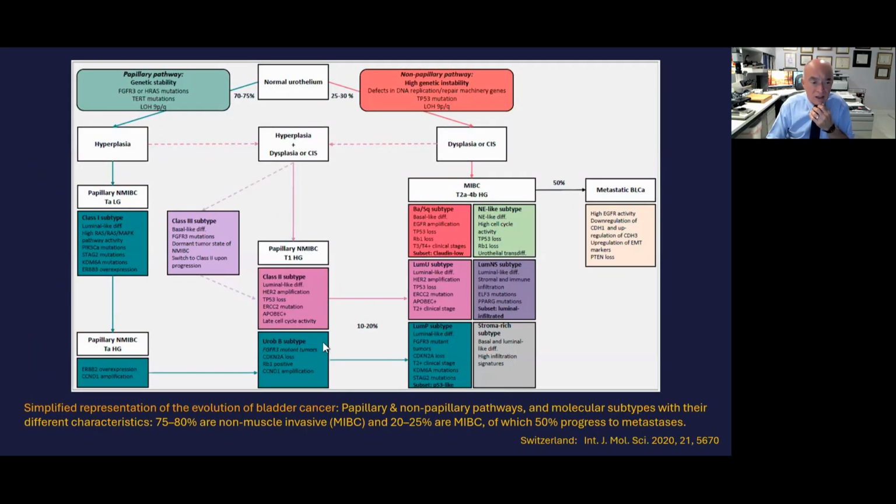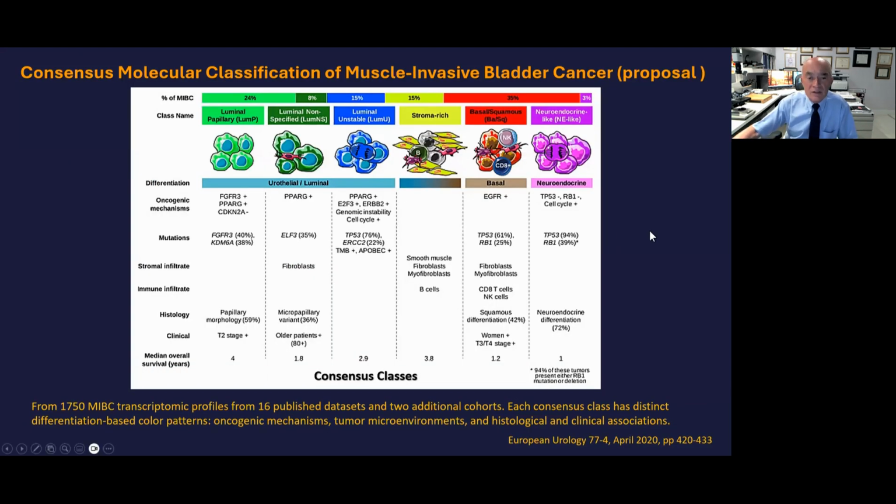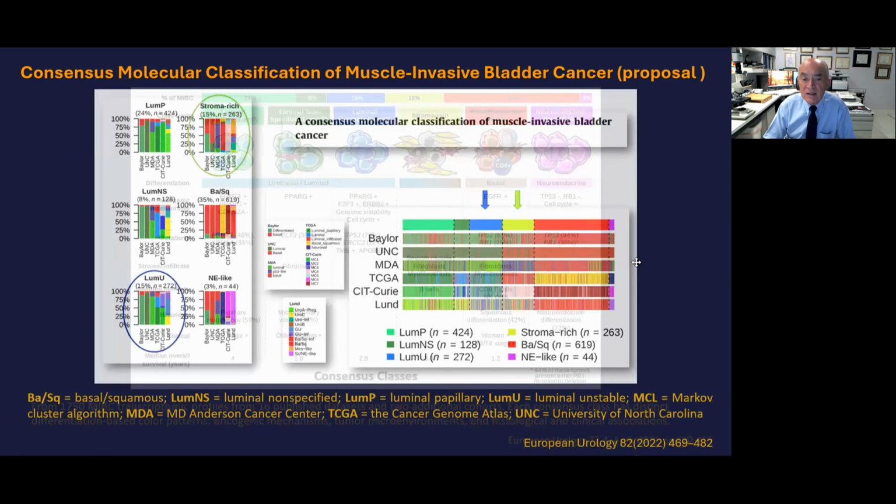And this is just one of the simplified representations of the evolution of bladder cancer from the papillary and non-papillary pathways all the way to the molecular subtypes, in regard to invasiveness and the presence of metastasis. This is what the Cancer Genome Atlas has been working on, and they have specific markers for different kinds of cells in the tumor. For example, the luminal papillary is characterized by the presence of FGFR3 and other markers that are related to the papillary morphology.